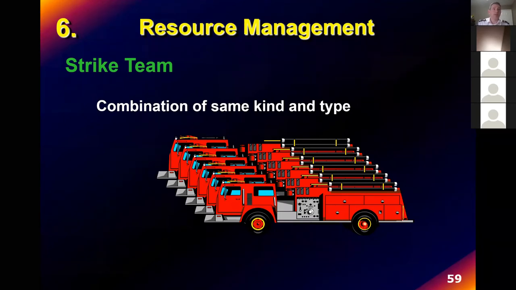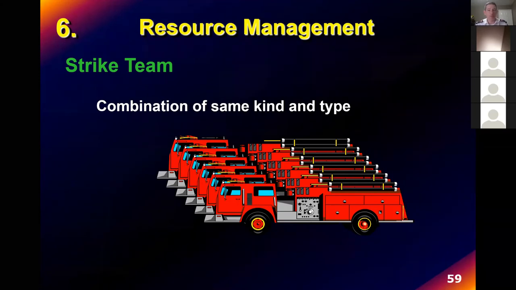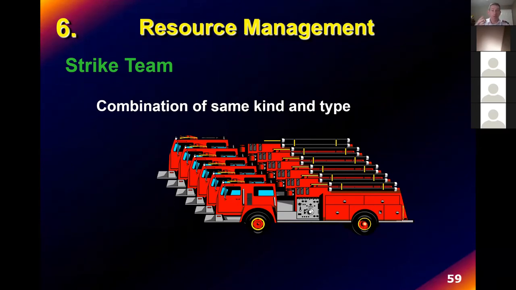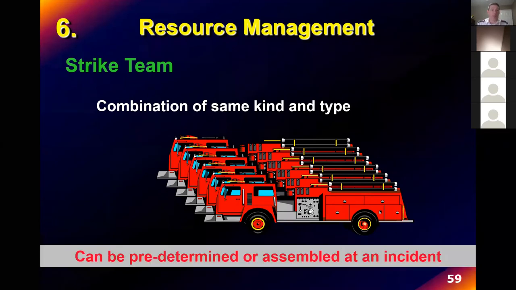Okay. So again, the strike team is a combination of the same type of resource. They'll also have a leader and common communications. And again, this is all based on span of control. As we get bigger and bigger, we can only manage so many people at an emergency scene. So we want to make sure we're breaking it down into these types of groups. Strike teams can be predetermined or assembled at an incident, right?